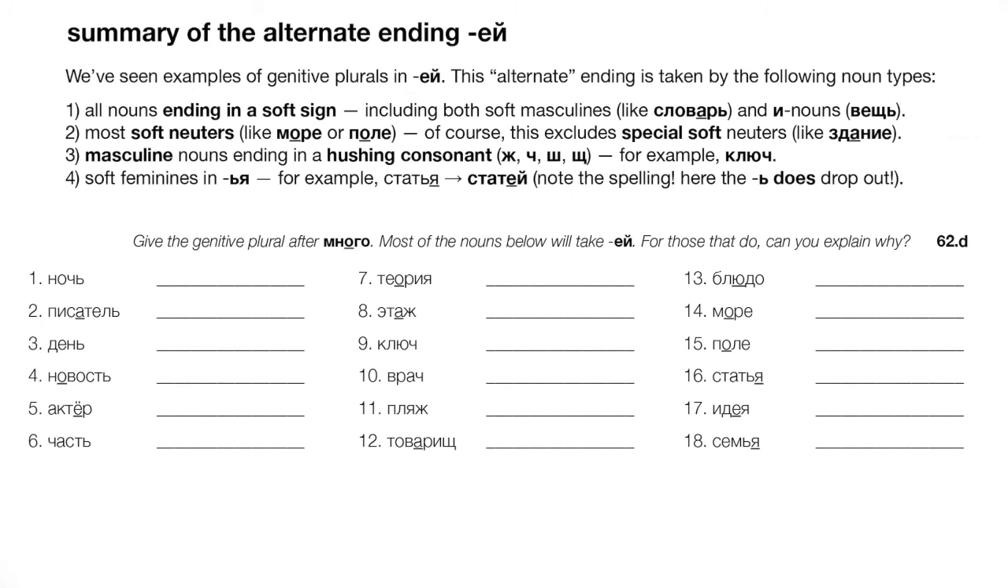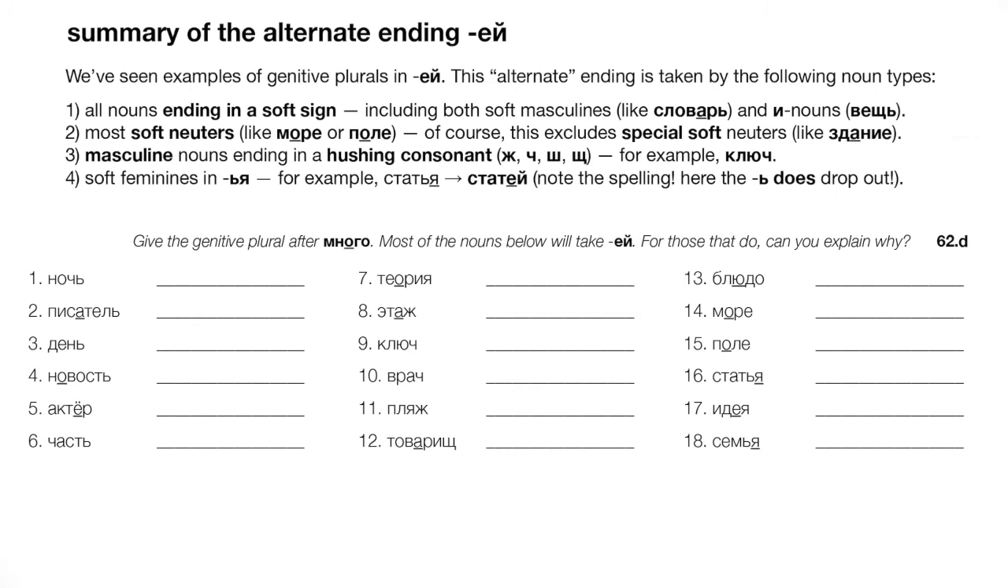Number two, most soft neuters, right? Except, of course, for special soft neuters, as we just saw, right? So, море or поле, but not a special soft like здание. Number three, masculine nouns ending in a hushing consonant. So, ж, ч, ш, щ, for example, ключ. We expect those to take -ей, and the -ей generally is usually going to be stressed, we should mention.